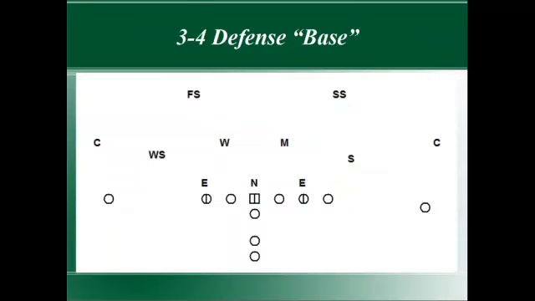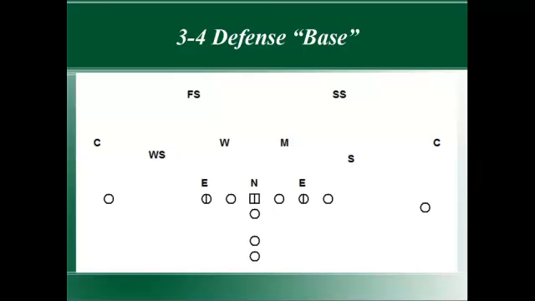So our 3-4 base call, we're going to have the nose guard in a head-up 0 technique on the center. The defensive ends will be in head-up 4 techniques on the offensive tackles. Our Will and Mike linebacker, our two inside linebackers, are going to be in 30 techniques. The 3 means outside shade of the guard, the 0 being 5 yards off the ball. So that's our 30 technique inside linebackers. They are very similar in their style and their abilities that we need them to play.